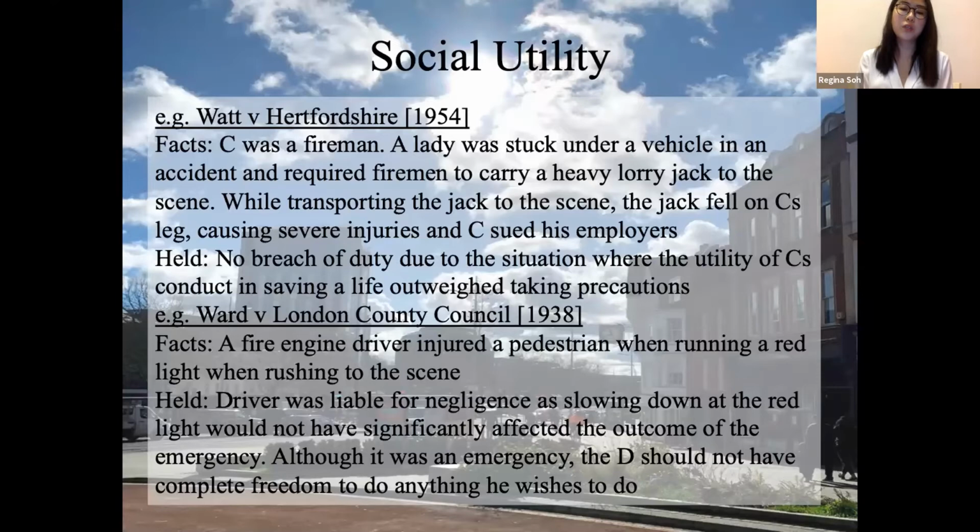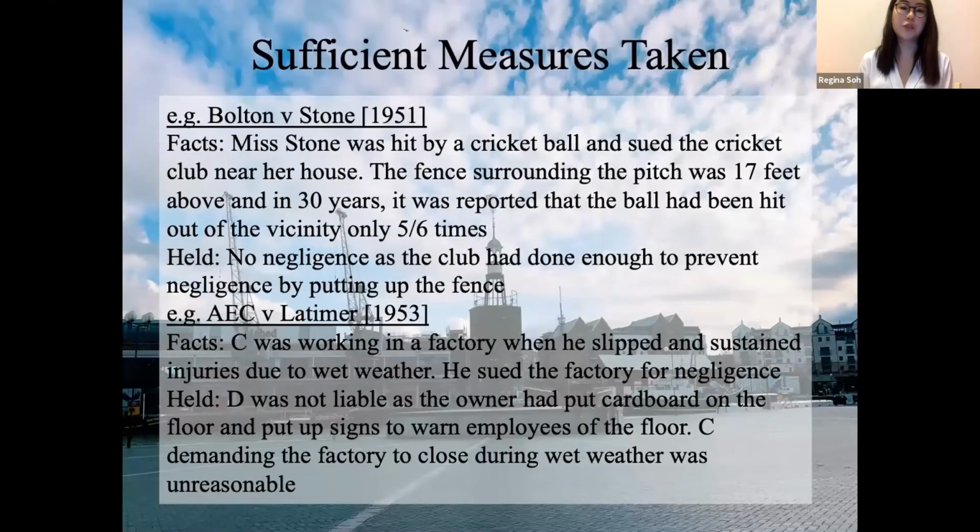So even though it was an emergency, he should have drawn the line somewhere, and he shouldn't have done such rash acts as not slowing down at the red light and knocking down a pedestrian. And obviously he should not have the complete freedom to do anything he wishes. So there is a limit to what you can do when you are trying to help the greater good and you injure someone or are injured. So I'll move on to the last one, which is sufficient measures taken.